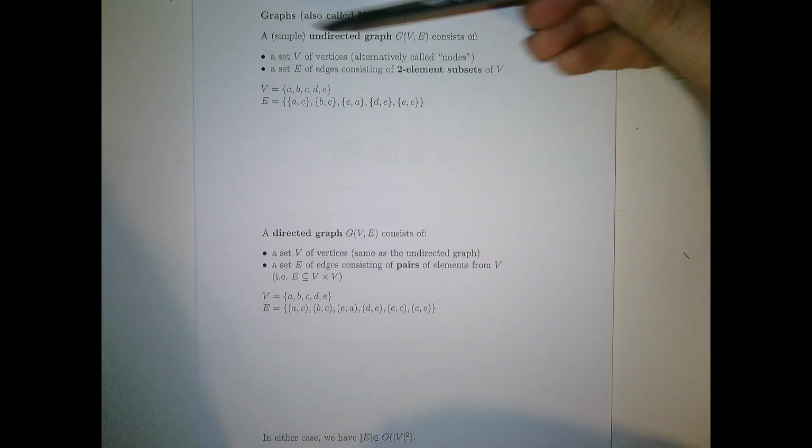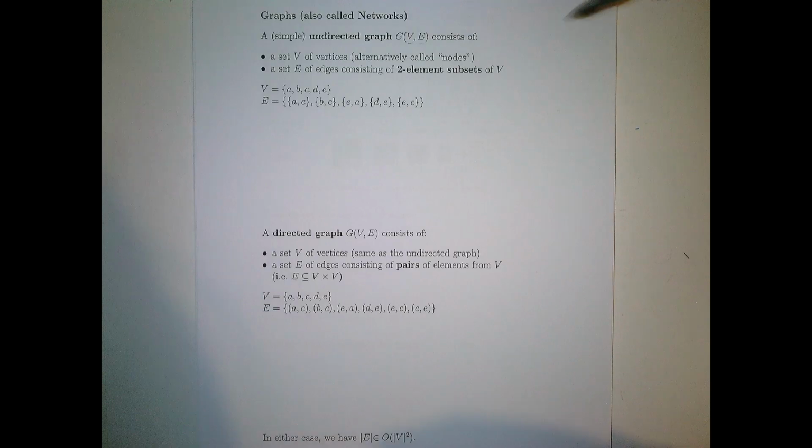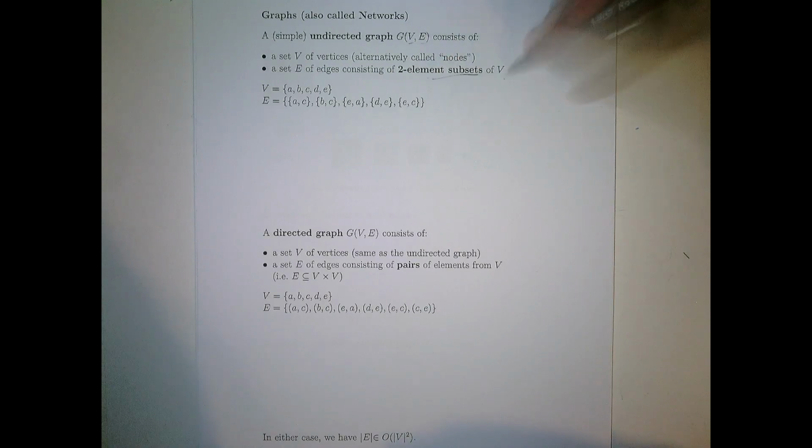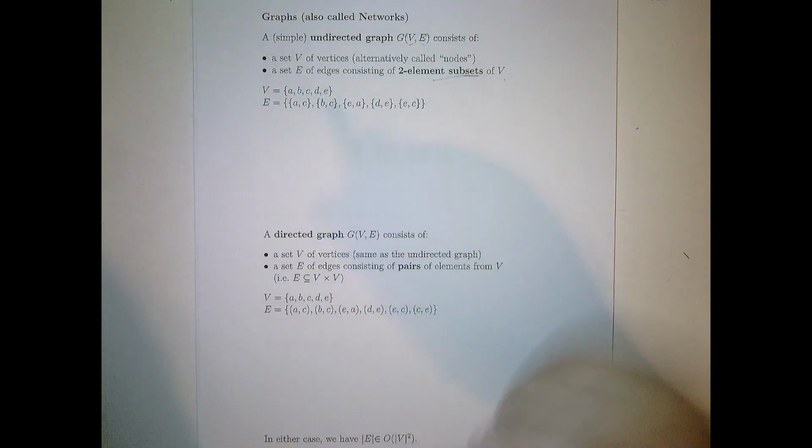So starting off with a simple undirected graph, it has two parts to it, the vertices and the edges. The vertices, alternatively you'll hear me call them nodes. I'll slip between those without noticing, but nodes, vertices, same thing. And the other part is E, the edges. For an undirected graph, these are two element subsets of the vertices. So there's your vertices. Let's just use the letters A, B, C, D, and E. There's your edges. So your edges are two elements from V together in a set.